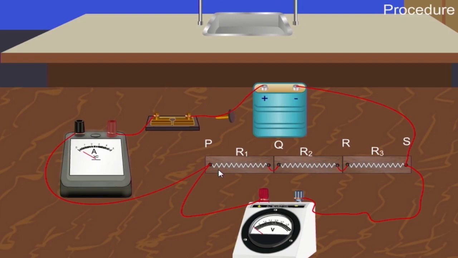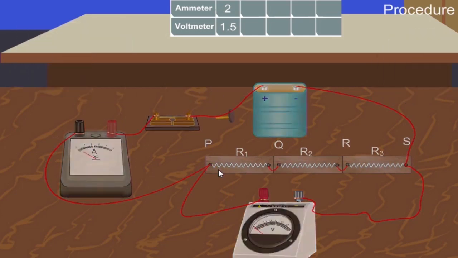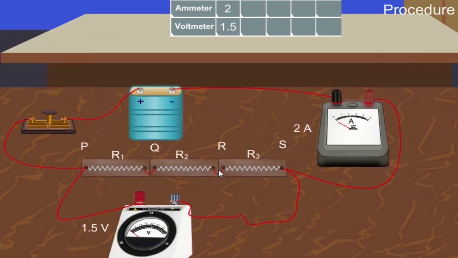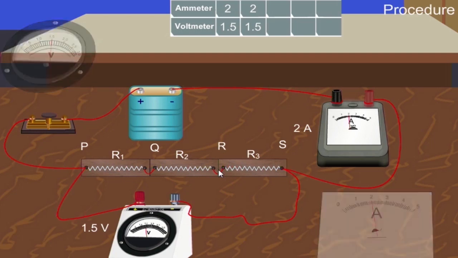Now, insert the key in the plug and record the current flowing in the circuit from the ammeter and the potential difference from the voltmeter. Now, do one thing, disconnect the ammeter from position X and reconnect it in series anywhere between the resistances R1, R2 and R3, and again note down the current in the ammeter. You observe that the current remains the same irrespective of the position where the ammeter is placed.